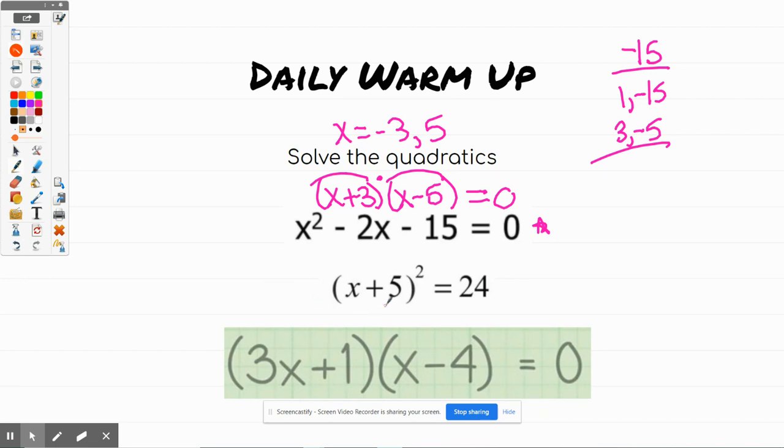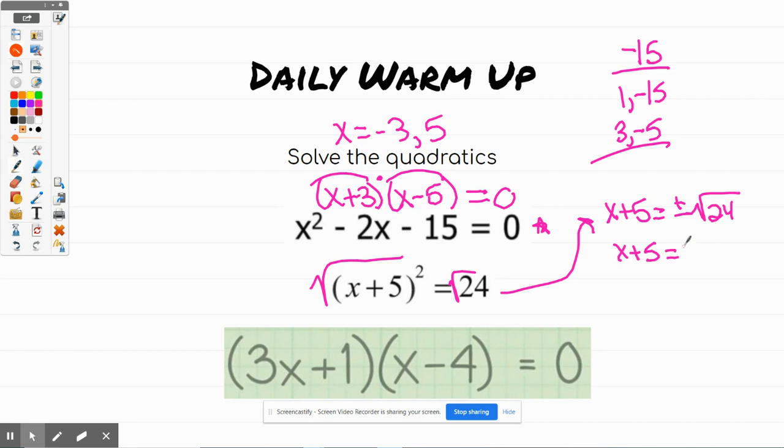On the second problem, you can already get x by itself. You don't want to expand it. You don't have to. You can just go straight to square rooting both sides. Don't forget your plus or minus. So that would be x plus 5 is plus or minus the square root of 24. The square root of 24 does simplify. That's 4 times 6. So that's 2 root 6. So x plus 5 is plus or minus 2 square root of 6.